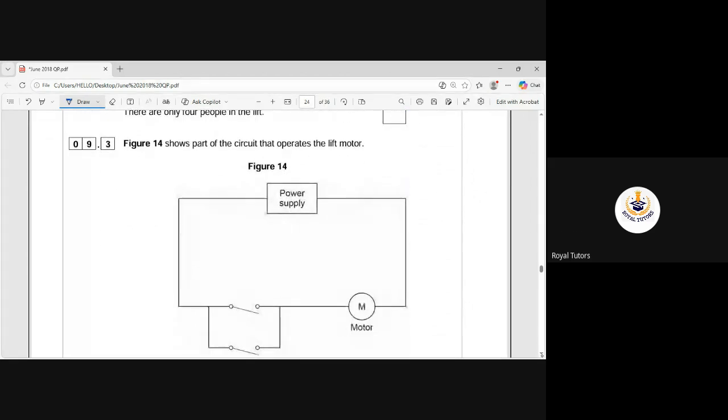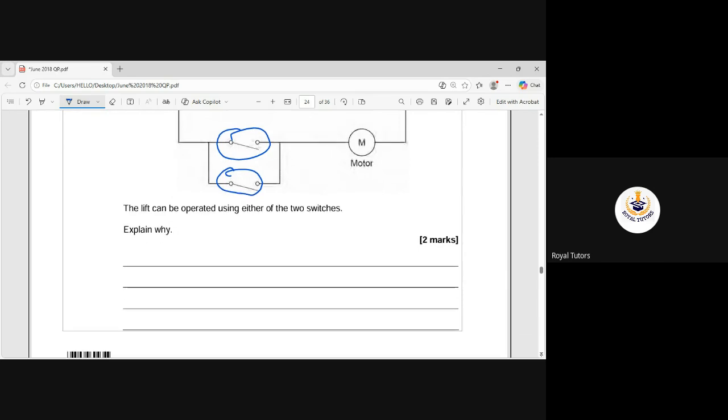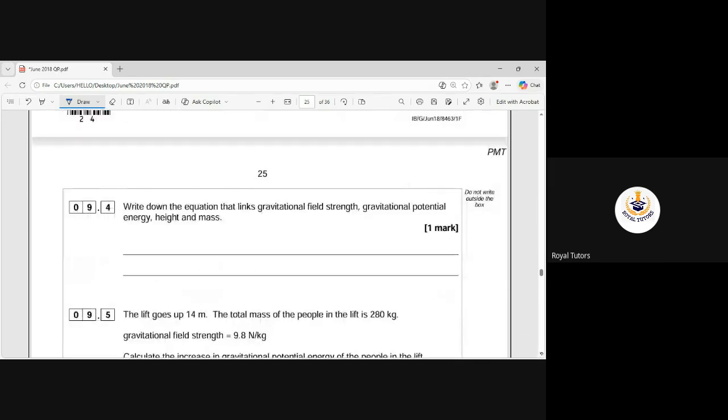Figure 14 shows part of the circuit that operates the lift motor that we just saw. They say the lift can be operated using either of the 2 switches. We are asked to explain why. If we look at the 2 switches here, they are in parallel. If you close any of them, it completes the circuit, because the 2 switches are in parallel, and closing any of them completes the circuit.